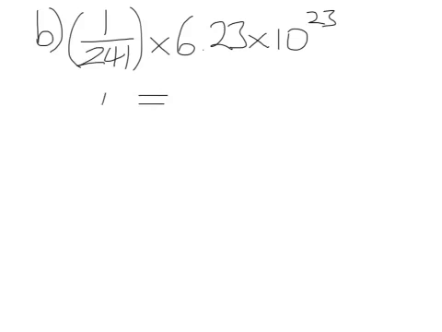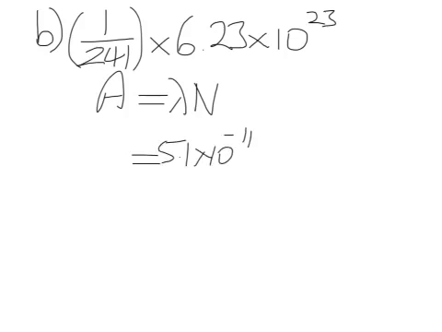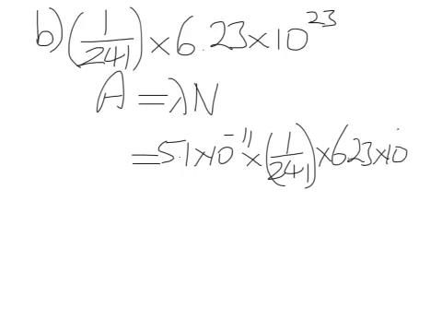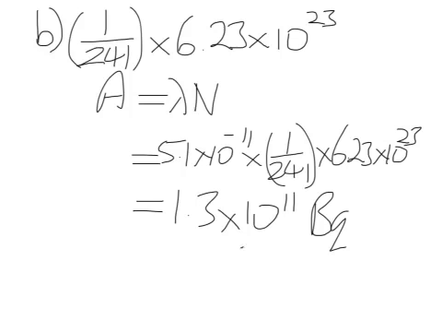So that gives us a rather large number. Actually, I'll just work out the activity straight away using that. So we've found N, essentially, big N, and we've got lambda worked out before, so it's 5.1 times 10 to the negative 11, times 1 over 241, times Avogadro's constant. So, punching that into the calculator, you should get 1.3 times 10 to the power of 11 becquerel. Again, to two significant figures.